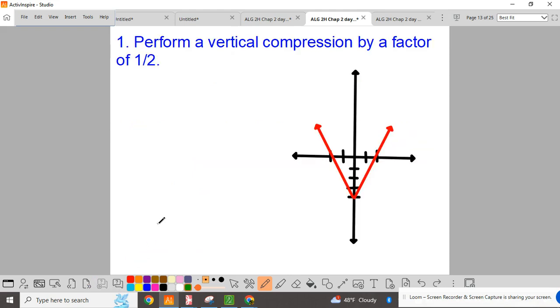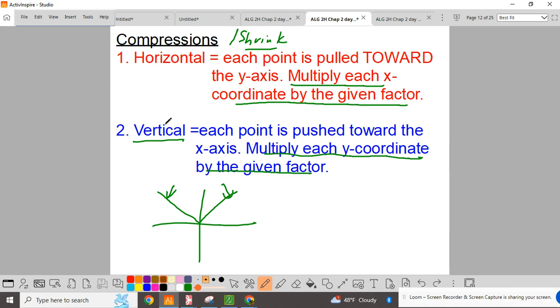For example, here, perform a vertical compression by a factor of half. So again, same thing. I'm going to get these 3 points here to get an idea. The points that I have are negative 2, 0, 0, negative 4, and 2, 0. I'm going to multiply, since that's a vertical compression, the y coordinate by the given factor. So the y will be multiplied by half.